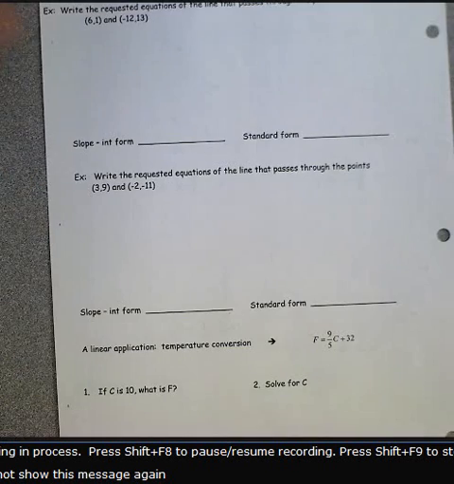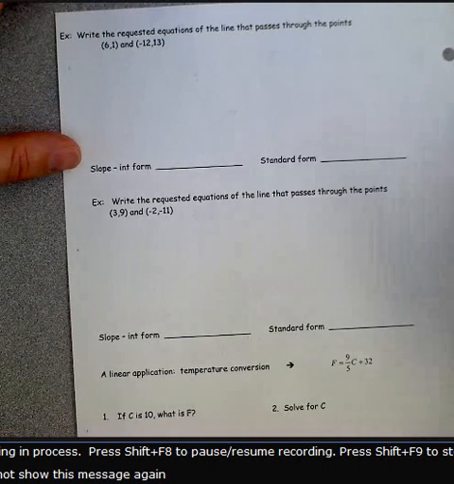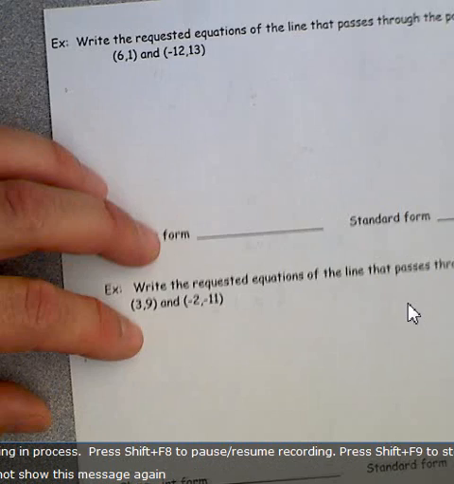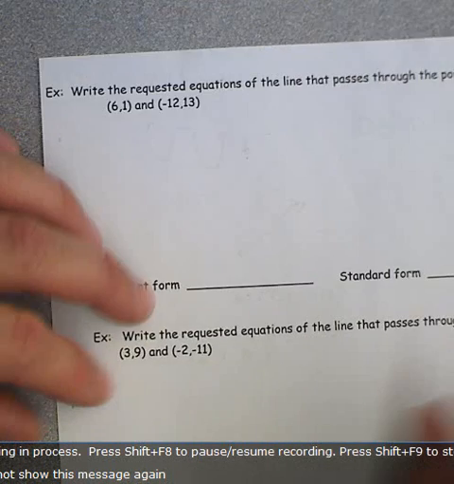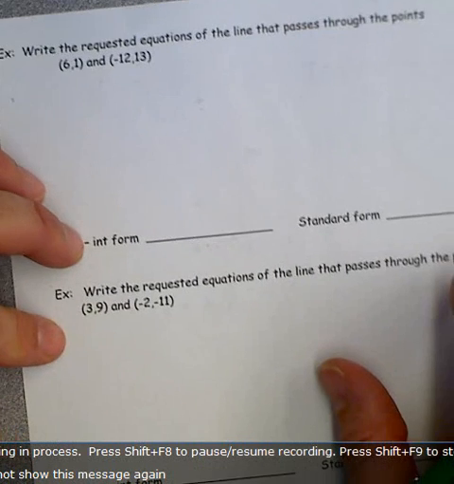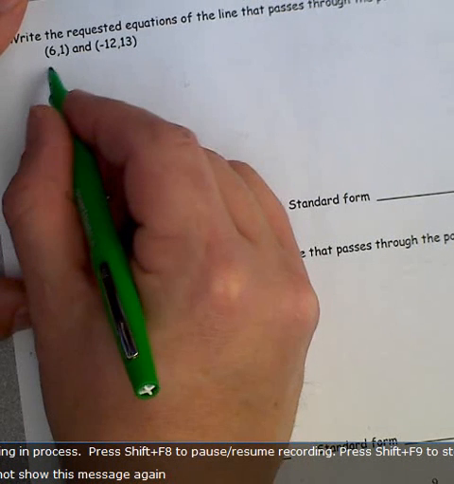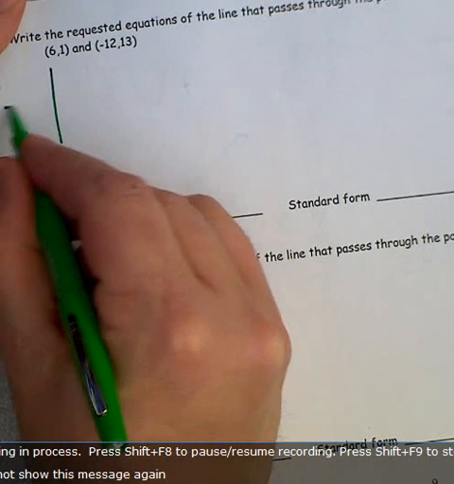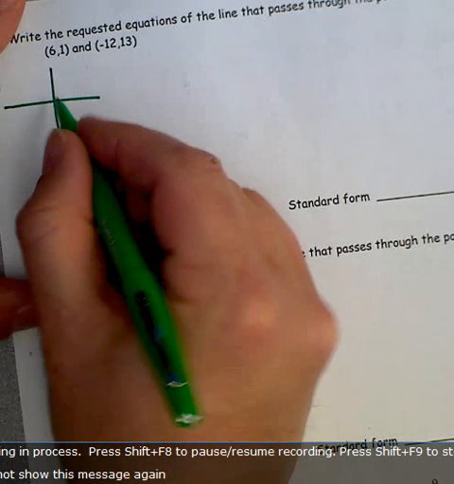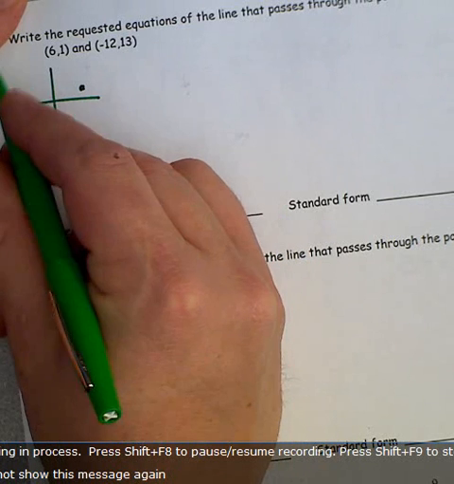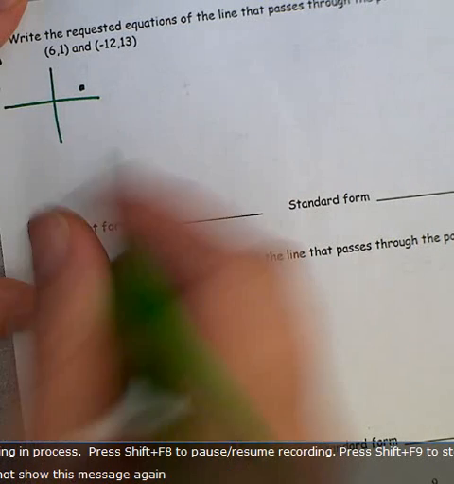So, on the back side, here's an example. Let me zoom in a little. And we want the equation of the line that goes through the point 6, 1 and -12, 13. The first thing you should do anytime you get something like this is draw a picture of it. It doesn't have to be a great picture, but if I go over 6 up 1 and back 12 up 13, it does two things for me.